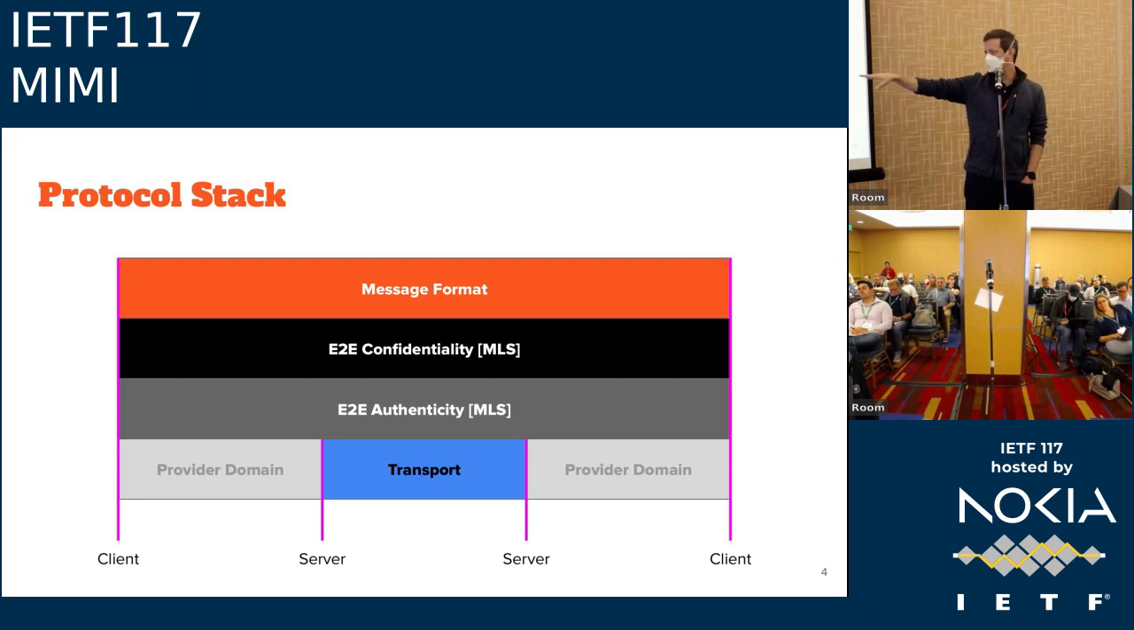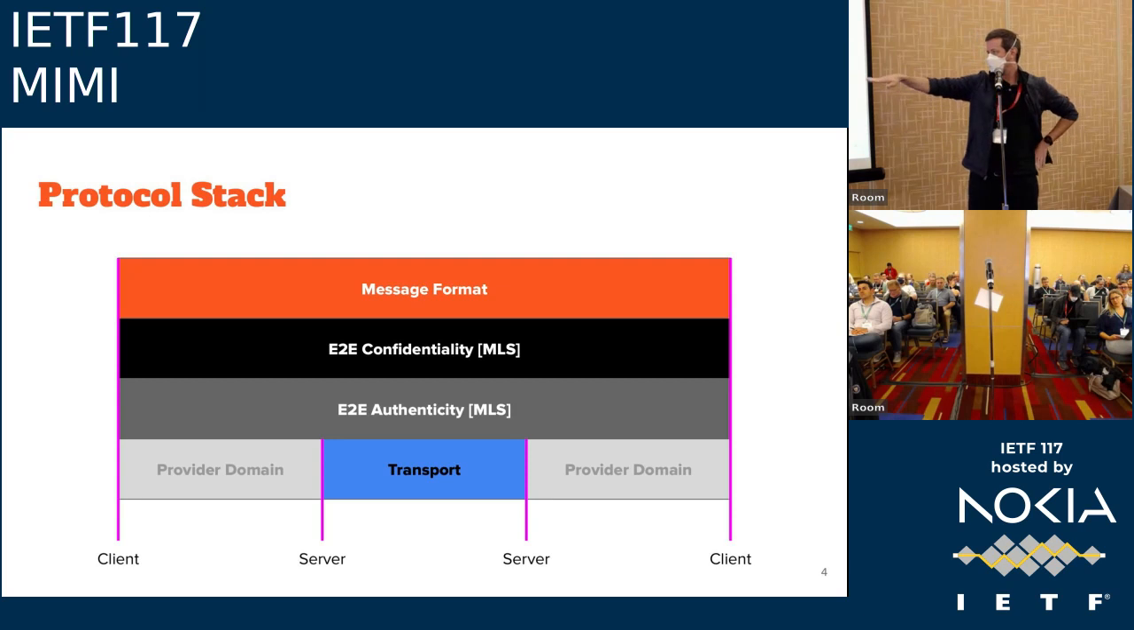I'm trying to capture here that the transport pretty much captures the server-to-server interaction. How do the servers who are interacting and creating a room create the room together, realize that logical interaction? And acknowledging that there are some provider domains off to the side where there may be unspecified interactions between servers and clients that are not the business of the IETF, not the business of the MIMI working group.